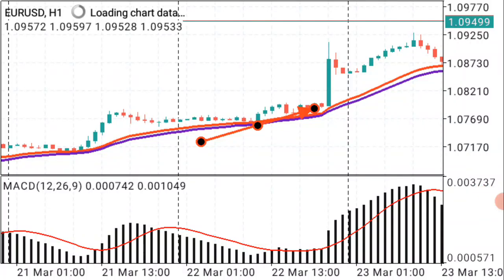Today we are going to be looking at the strength of the market, because it's important to identify which currency is strong or which one is weak so that you can manage your risk. So we are going to be looking at the strength of the market using the moving averages and the MACD.